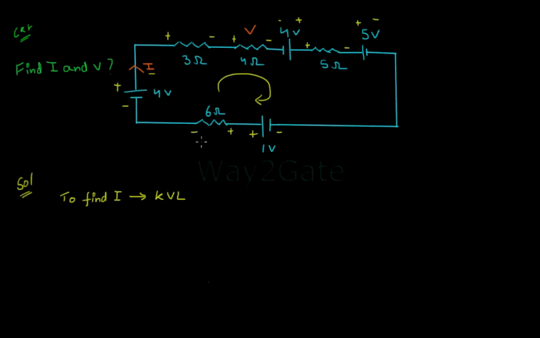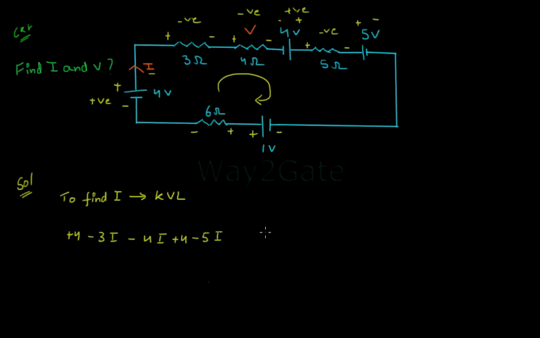As per the direction of current, we have voltage rise across 4 volt source. Therefore, plus 4 and voltage drop across 3 ohm and 4 ohm resistor. Therefore, minus 3i minus 4i, again voltage rise across second voltage source. Therefore, plus 4 volt. Next, we have voltage drop across 5 ohm resistor.